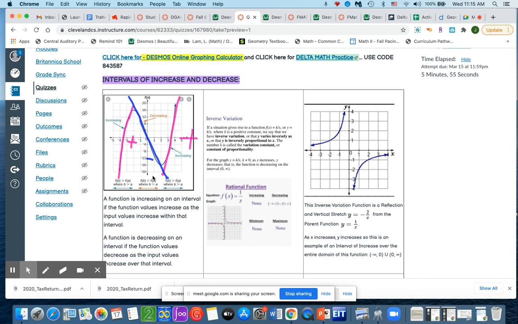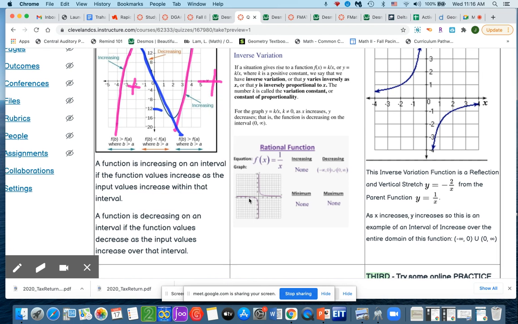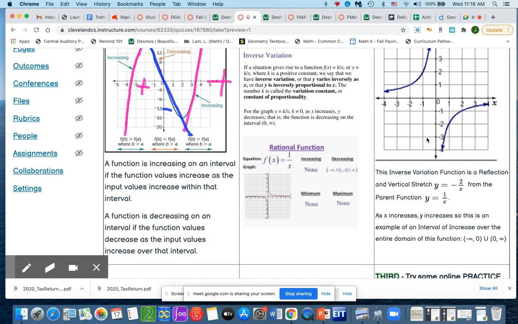Now, it doesn't have anything to do with positive and negative intervals. I was using positive and negative slopes so that you can visually see what it looks like. If you go over here to these inverse variation functions, I'm going to show you these two examples, and these two pictures are going in the opposite directions.